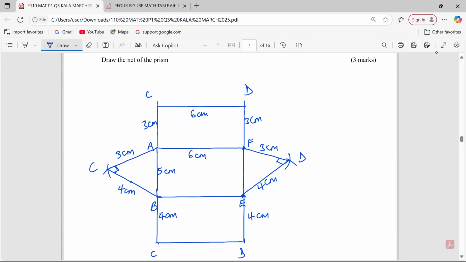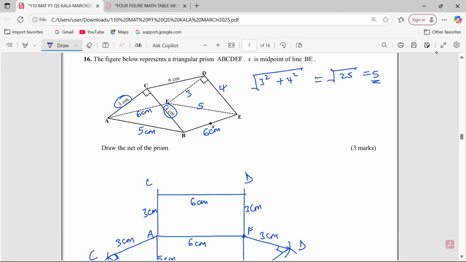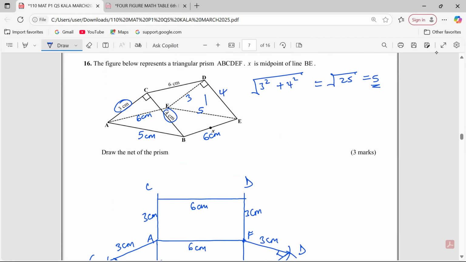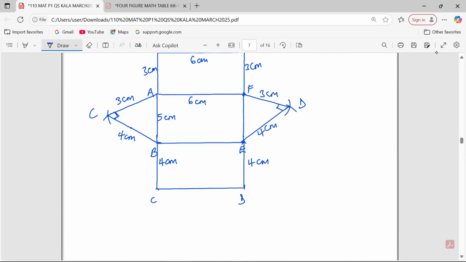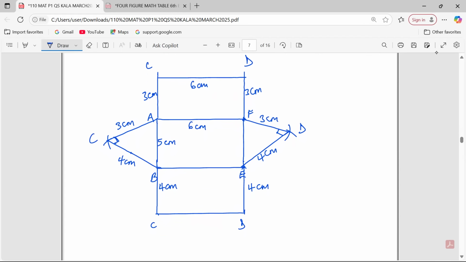The solid has been fully opened. And after we have fully opened it, you can check now. In case we close it back, we shall get our prism because we have the 1, 2, 3, 4, 5 faces opened. So the 2 triangles, the 3 rectangles, like that. So that is the net.